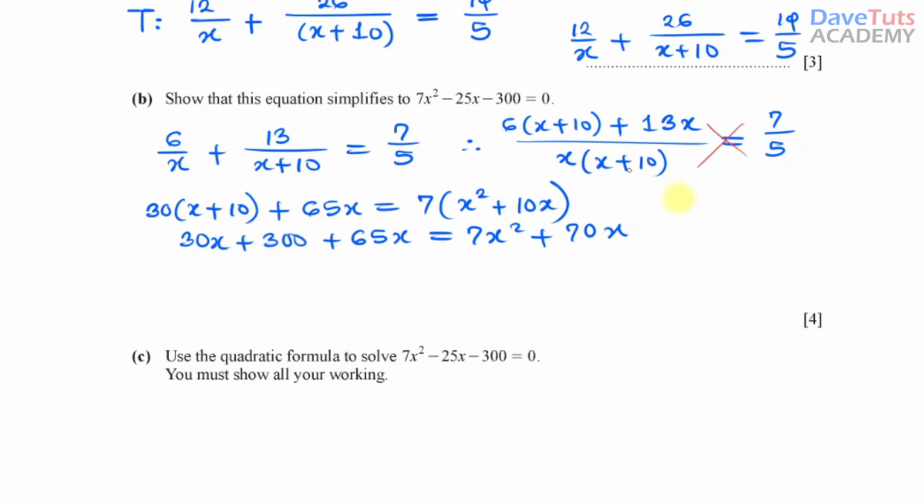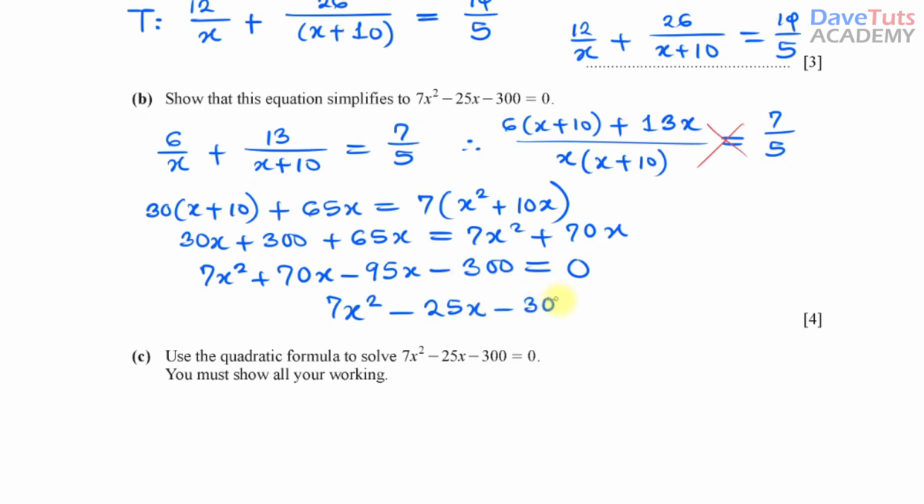So if you have to rearrange and just take everything to one single side, I'm going to have 7x squared plus 70x. Here, 30x plus 65x is 95x. If I'm to subtract it from both sides, it will be minus 95x. Then this 300 will turn to minus 300 when we subtract from both sides. This will be equal to 0. So we can simplify this to say this is going to be nothing but 7x squared, 70x minus 95x is minus 25x. And then we have minus 300 is equal to 0. So this is what we are asked to show. And we can see that from here, we're able to arrive at the equation as requested.